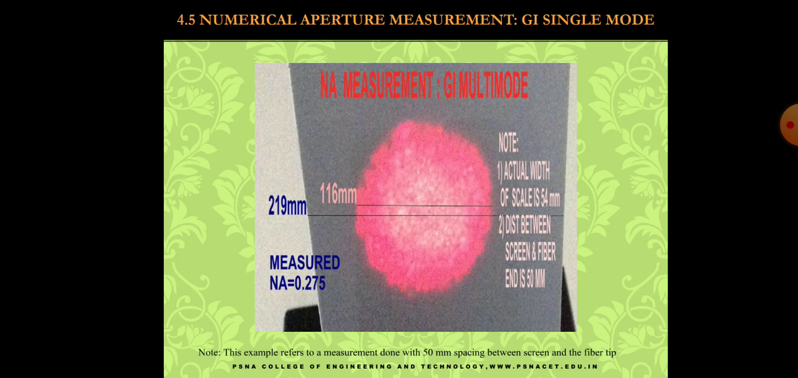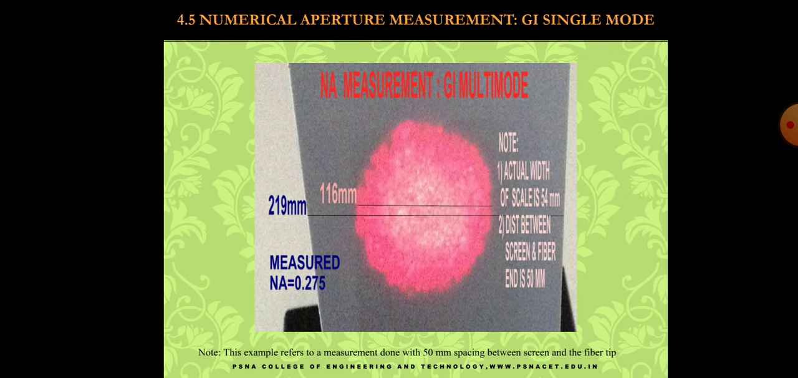Again we are going to measure the numerical aperture, similar to the single mode section. So here we are going to measure the numerical aperture for the multimode section. Again we have to analyze the spot diameter of the light, that is 116 mm, the total length of the screen, which is 219 mm, and the actual width of the scale and the screen area, which is 54 mm.